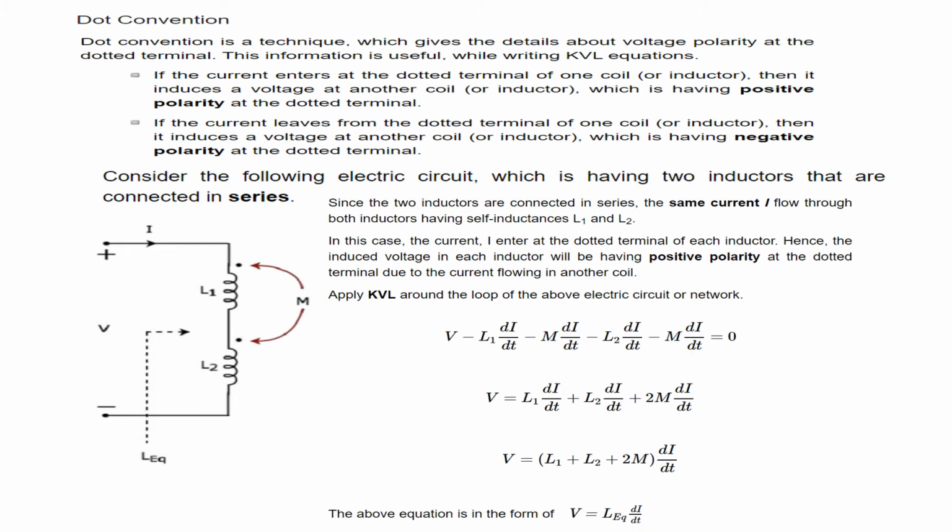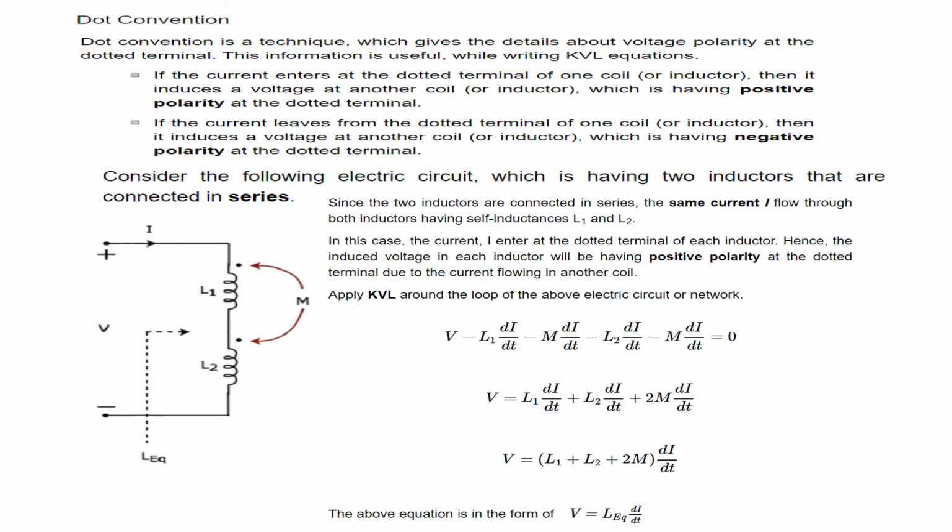Consider the following electric circuit which has two inductors connected in series. It is shown in this figure. Since the two inductors are connected in series, the same current I flows through both inductors, having self-inductances L1 and L2. In this case, the current I enters at the dotted terminal of each inductor. Hence, the induced voltage in each inductor will have positive polarity at the dotted terminal due to the current flowing in the other coil. Apply KVL around the loop of the above electric circuit or network.